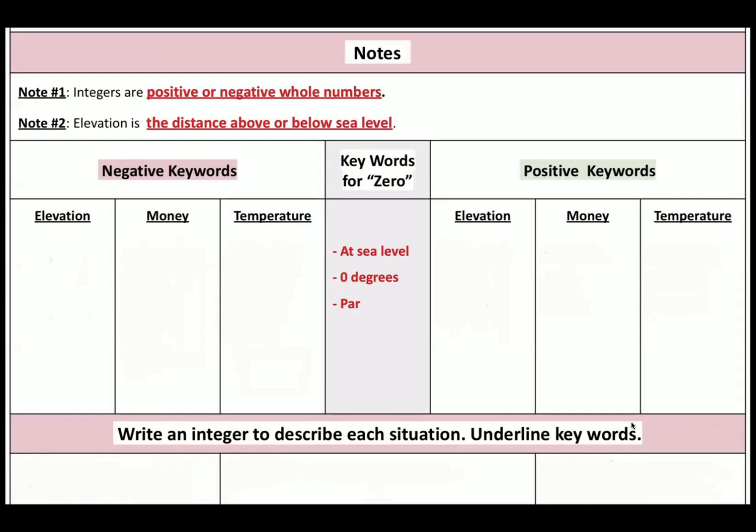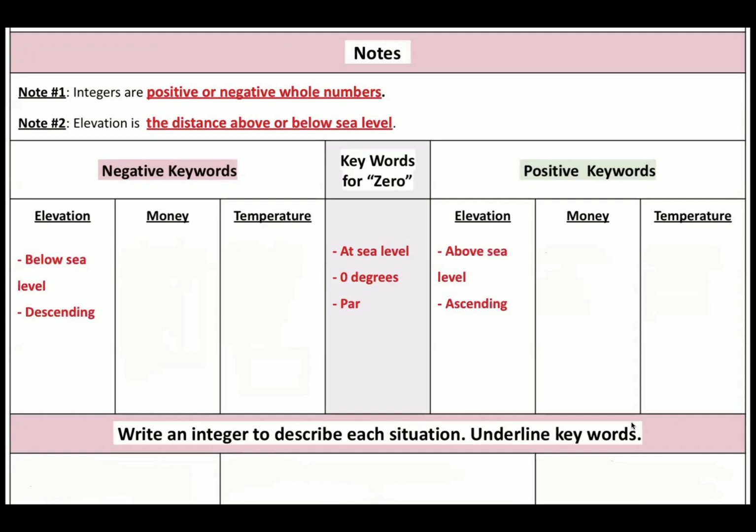So now let's focus on elevation first, under negative. Some keywords for elevation that are negative are below sea level and descending, going down. Elevation positive keywords are above sea level and ascending, going up. Remember, you can always pause the video if you need more time.